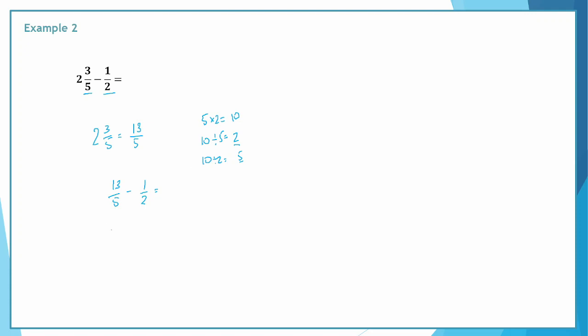So let's go ahead and convert our fractions. So 13 over 5 becomes something over 10. To go from 5 to 10, we have to multiply by 2, so we have to do that on top as well. That becomes 26 over 10.